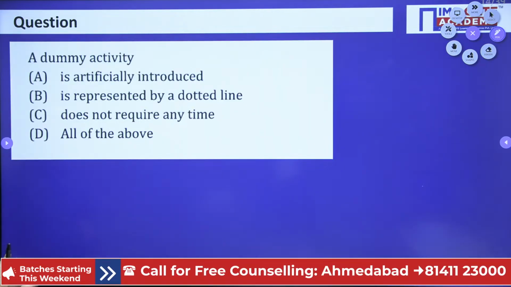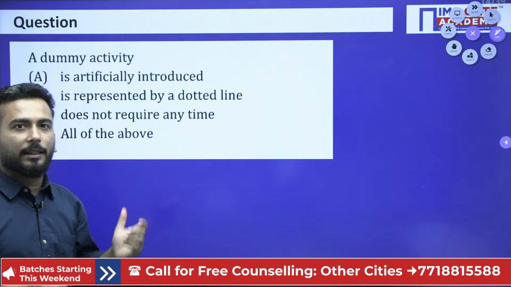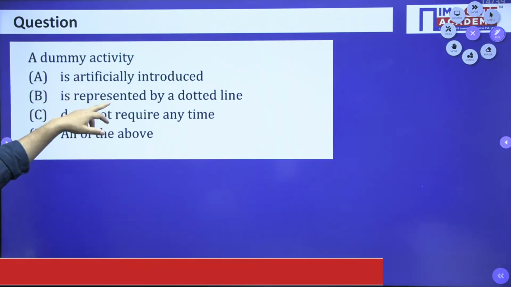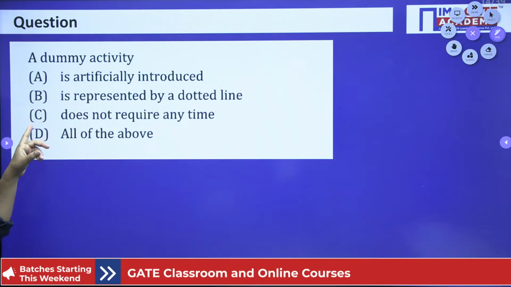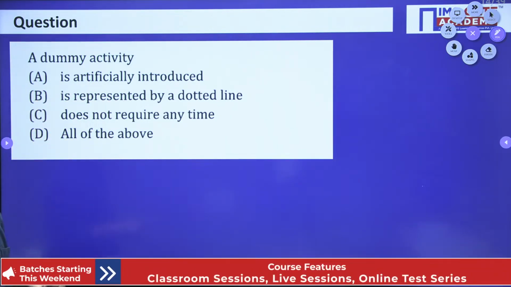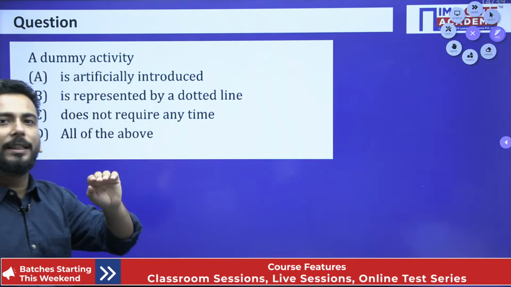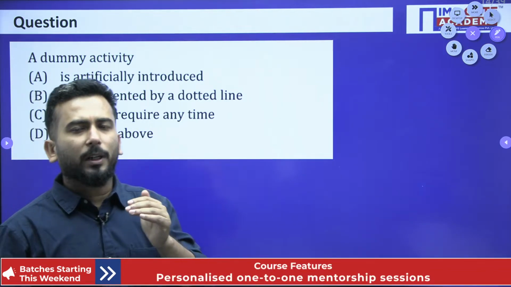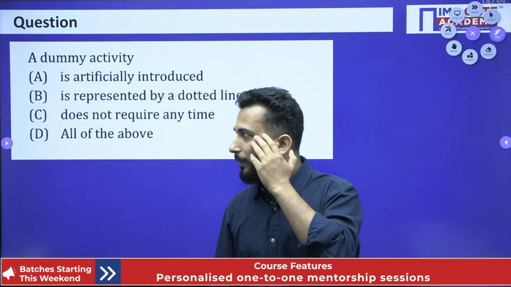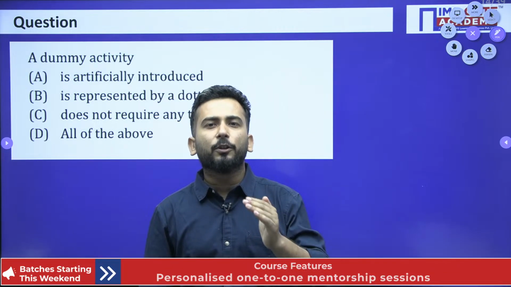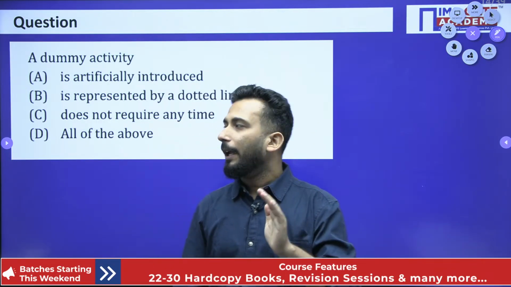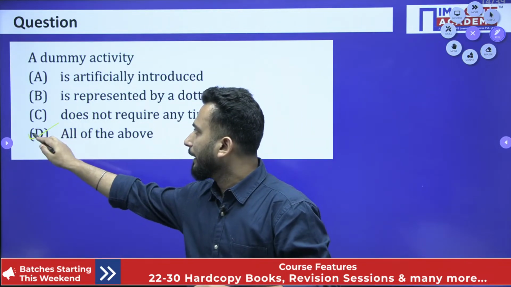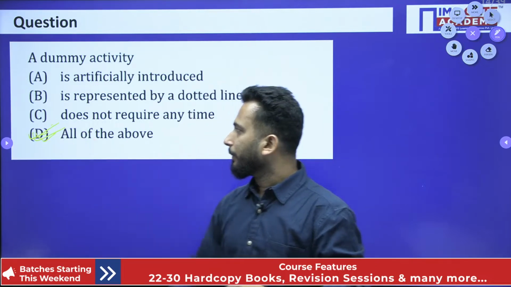And now, before that, my dear friends, can you guess what is the answer? A dummy activity is artificially introduced, represented by dotted line, does not require any time, all of the above. So my dear friends, yes, it is artificially introduced. It does not consume any resources. You are drawing it just to, yes, very good Sandeep, very good. You are drawing it just to maintain the precedence relationship and it does not require any time, represented by dotted line, artificially. Very good. D is the correct answer. Very good, very good. Yes.